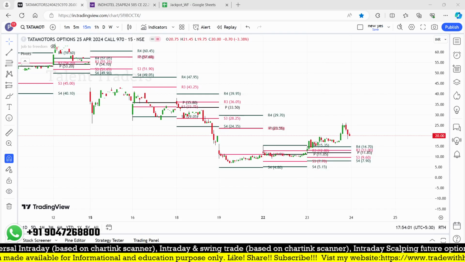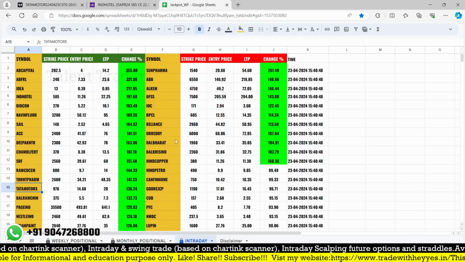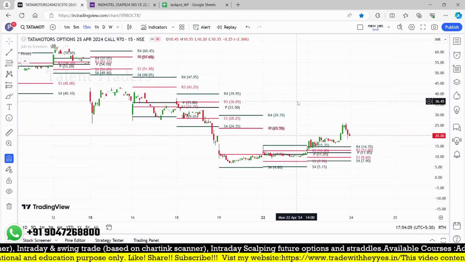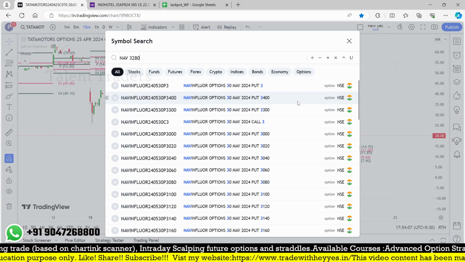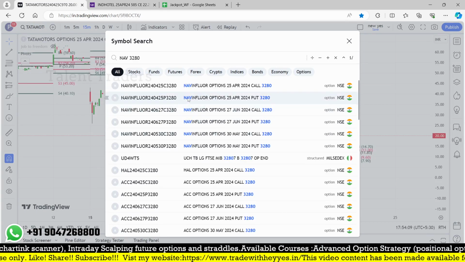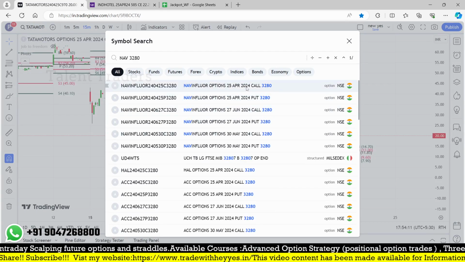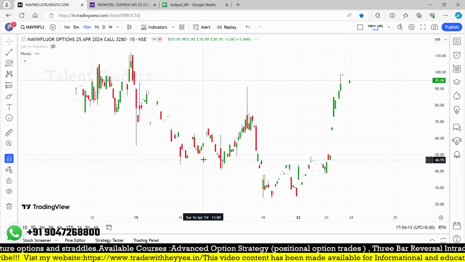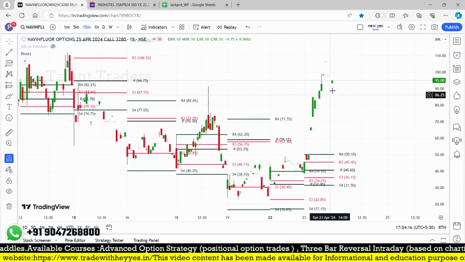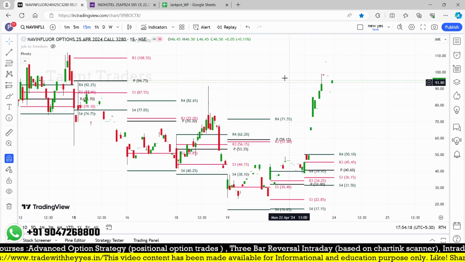So let me check some other stocks. Many stocks moved today. Navin Fluorine 3280. The 3280 call option of Navin Fluorine in April. These are all the puts of the 3280 April contract. So this is an opportunity, but there is a liquidity issue. So we always focus on liquid stocks.